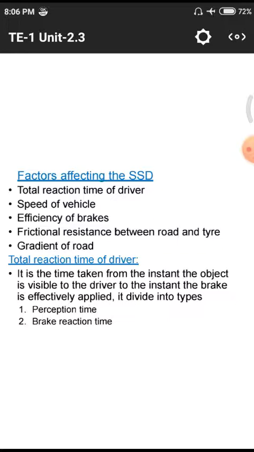Next one is the total reaction time of the driver. That means it is one of the key points in the stopping sight distance. What is the total reaction time of the driver? On which factors does it depend? First one is the time taken from the instant the object becomes visible to the driver to the instant he applies the brake.